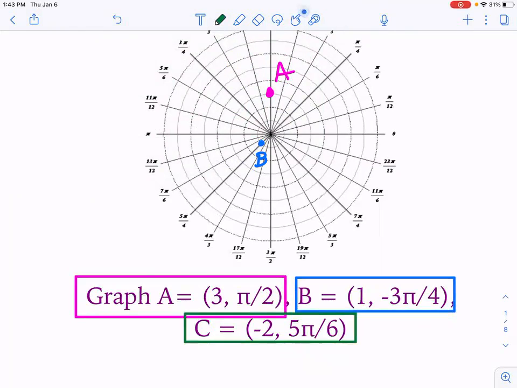Okay, so now negative 2, 5 pi over 6. Here we have a negative r value, but a positive theta value. So here's 5 pi over 6 right here. But since the r is a negative 2, we need to move backwards 2. So along that angle, we're going to move backwards 2. You see that?